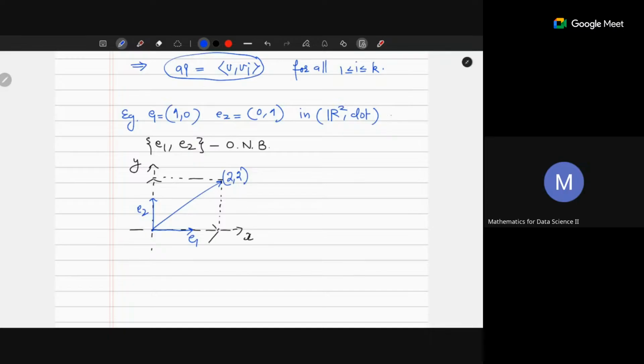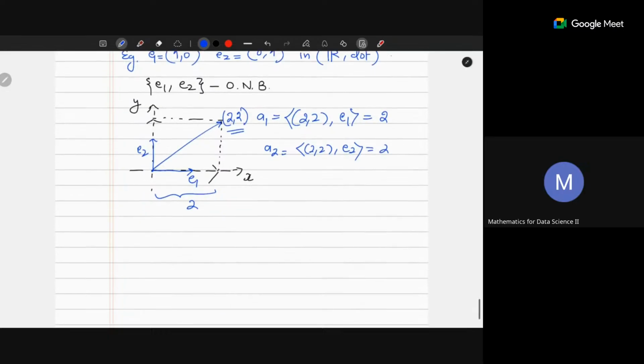So if you want to express (2, 2) with respect to the orthonormal basis, you need to take the inner product first with E1 to get A1. You will get 2. And A2 is again the inner product with E2, which is again 2. So this length is twice E1, and the vector that you project on E2 is also twice E2.